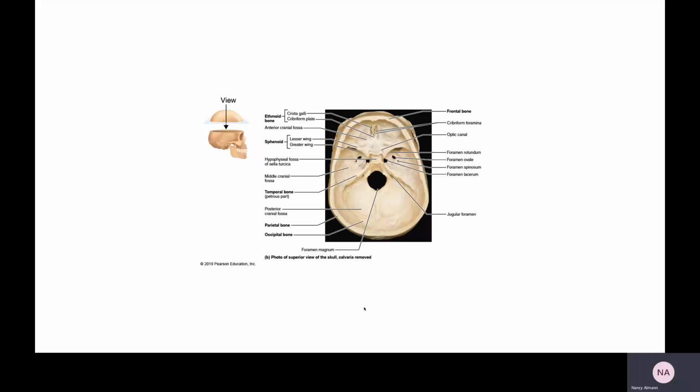This shows you the same structures except on a cranium. Foramen magnum, so this will be the occipital bone. And through here will be the sphenoid bone. This is the sella turcica, frontal bone here. Right? We talked about the cribriform plate and the crista galli of the ethmoid bone. And temporal bone through here and through here. You can just see a sliver of the parietal bones.